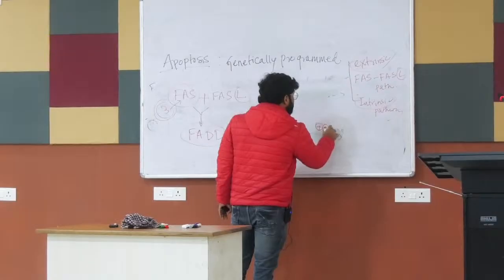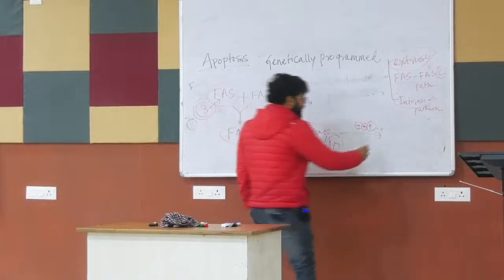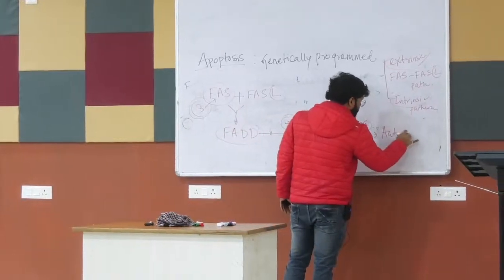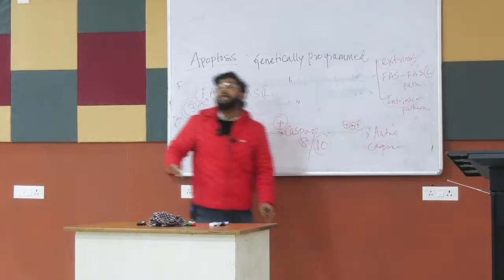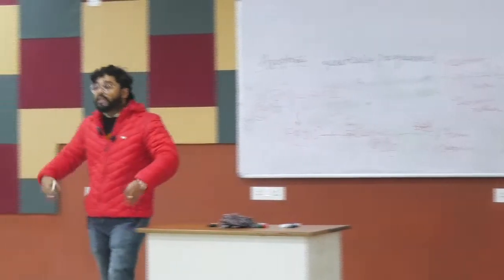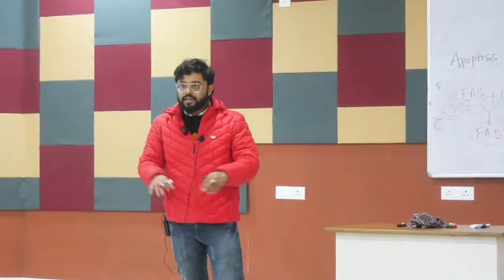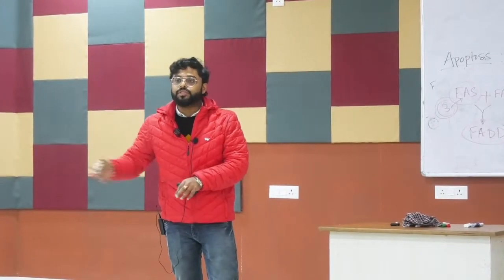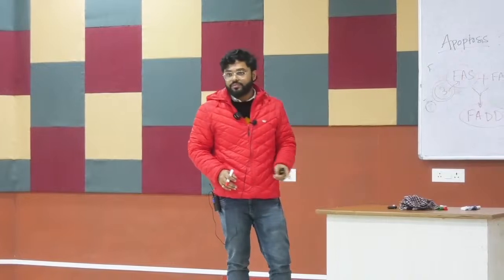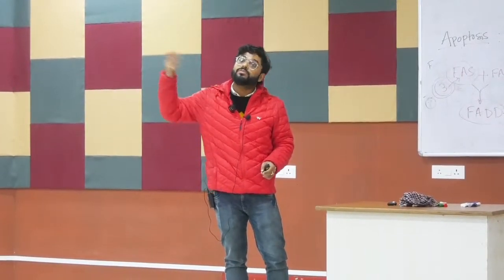There are multiple Fas in the downstream. So ultimately there will be activation of caspases, which will cause the activation of the extrinsic pathway, so that in turn these caspases will initiate the execution. This is known as the extrinsic pathway, where the injury or the signal is coming from outside the cell.